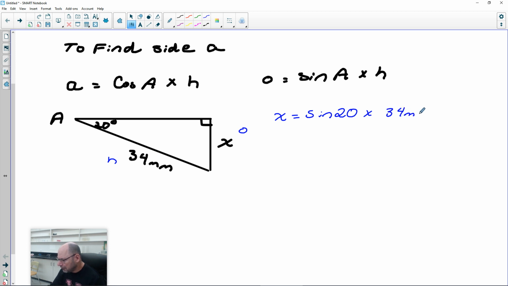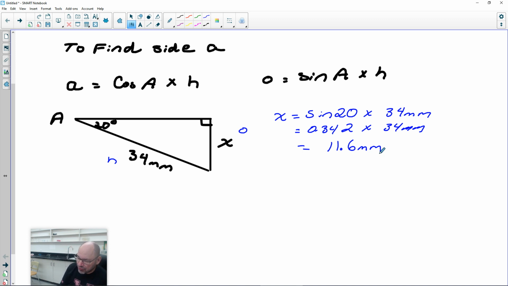Really not very difficult. So we take our multiplication. Make sure your calculator's in DEG or degrees like normal. Go sine 20. That's 0.342. And we're going to multiply that by 34, and we can round that off to the nearest whole or whatever. So we get about 11.6. Okay, so that's an example where you might use sine.